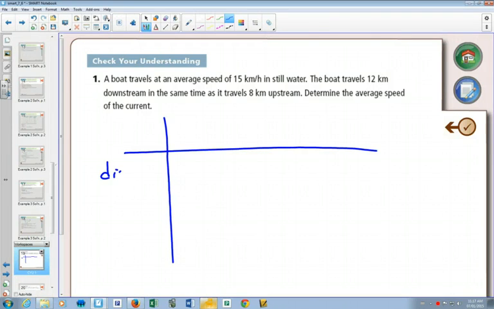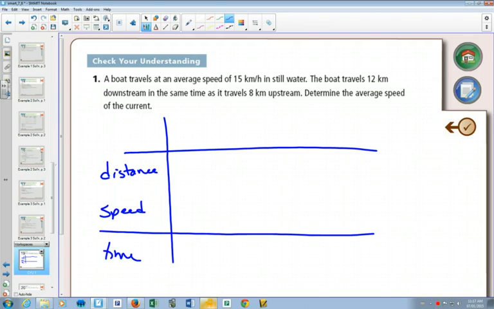Chart, we'll go distance, speed, time. Start that way. What information do we have here to put on the top?